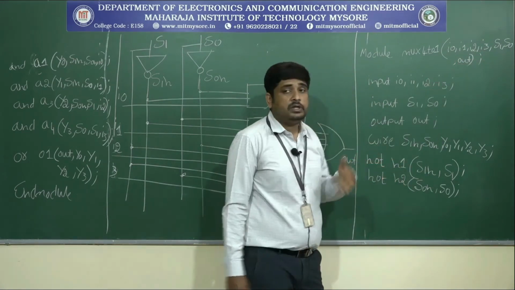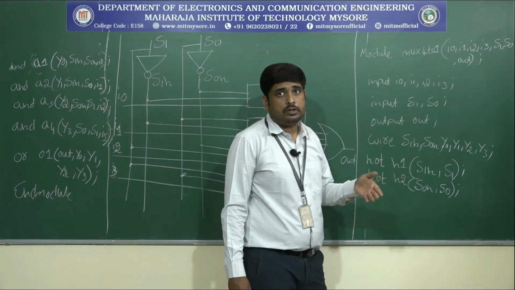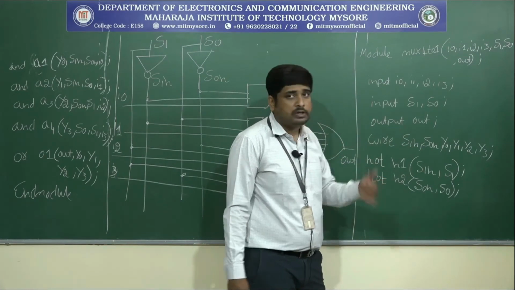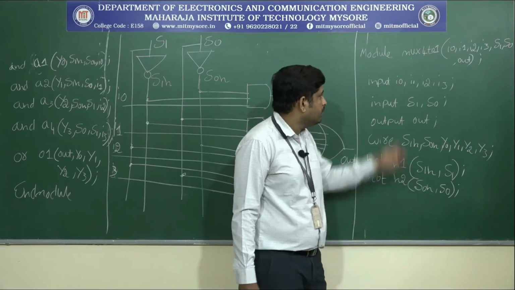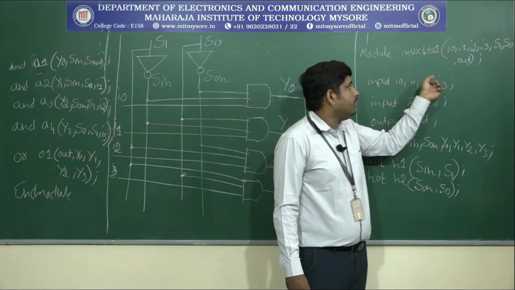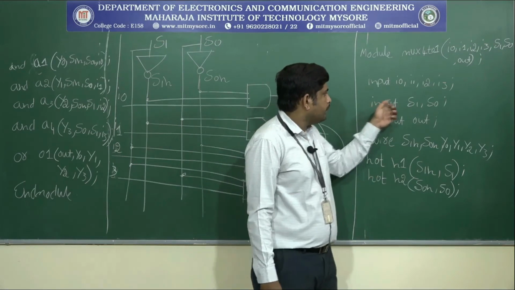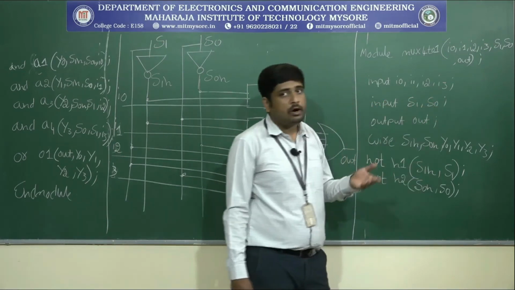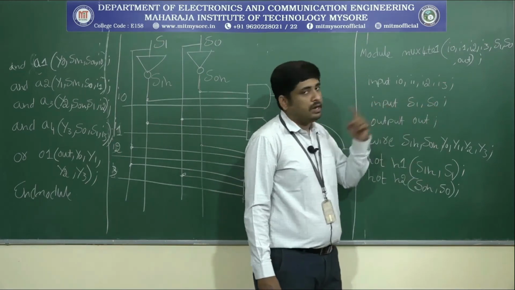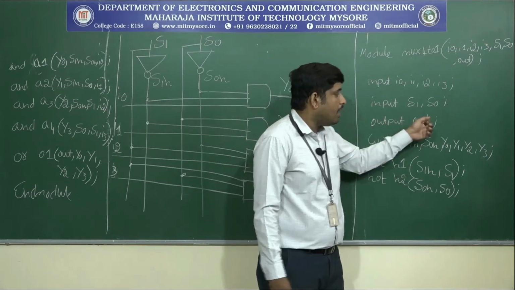Then after this we have to declare ports, that is what input ports and output ports are available. Input ports are I0, I1, I2 and I3. Again, select lines are also inputs, that is input S1 and S0. Then what outputs are available? There is only one output, output out.